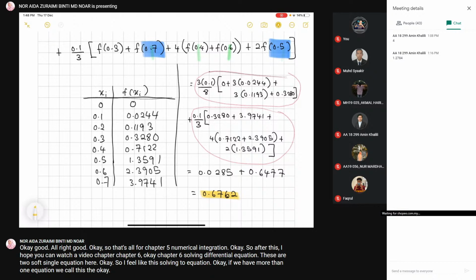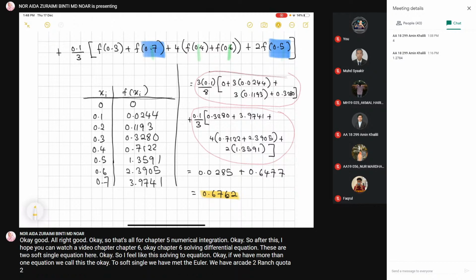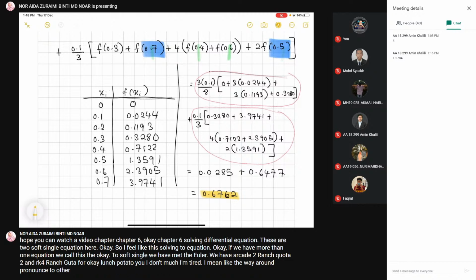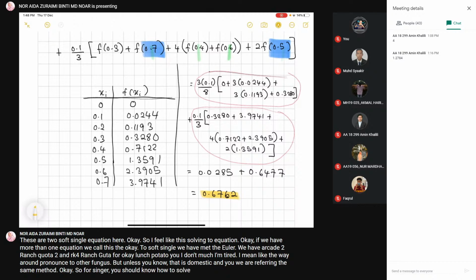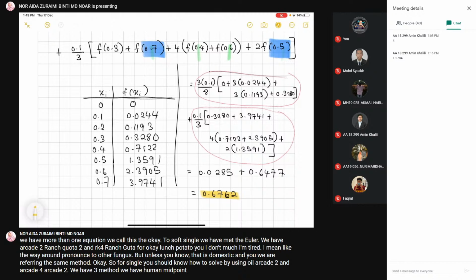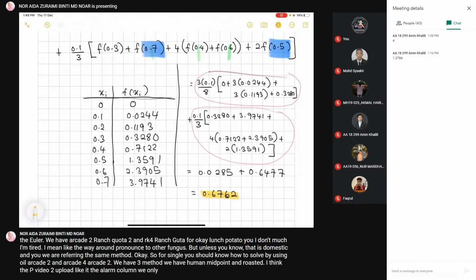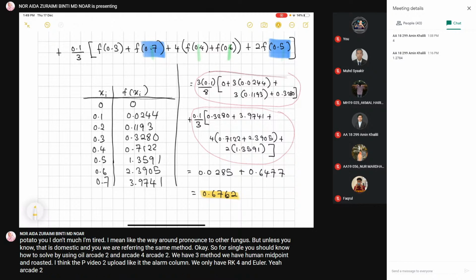To solve single, we have method Euler, we have RK2, Runge-Kutta 2 and RK4, Runge-Kutta 4. Runge-Kutta tu you ada macam-macam cara orang pronounce, so it's up to you unless you know that is the method yang we are referring the same method. For single, you should know how to solve by using Euler, RK2 and RK4. RK2 we have three methods: Heun, Midpoint and Ralston. Tapi video tu tak upload lagi. Dalam kelas, we only have RK4 and Euler. RK2 insyaAllah by this week or next week. And then solving system, you should know how to solve by using Euler and RK4.